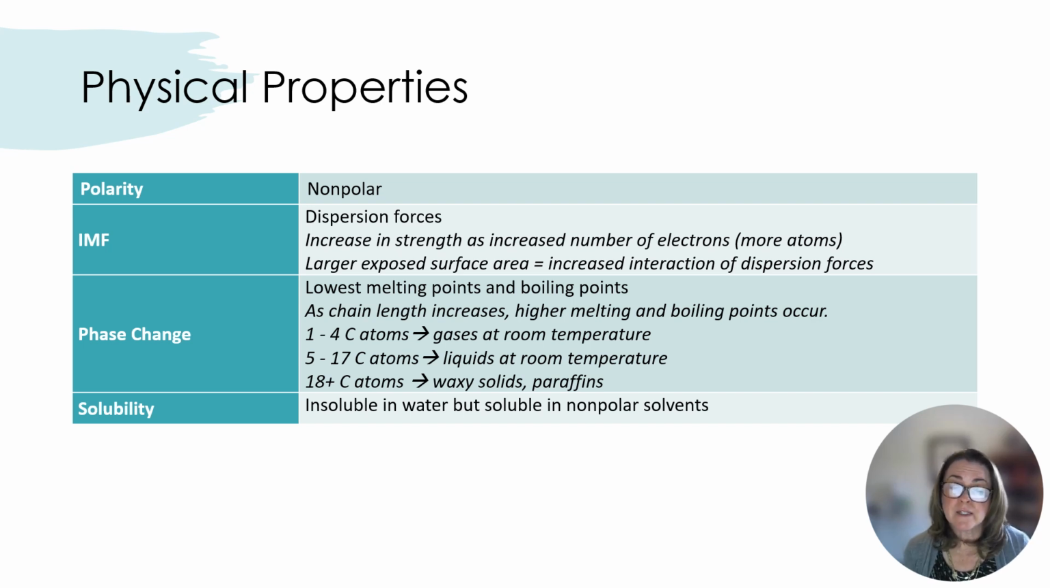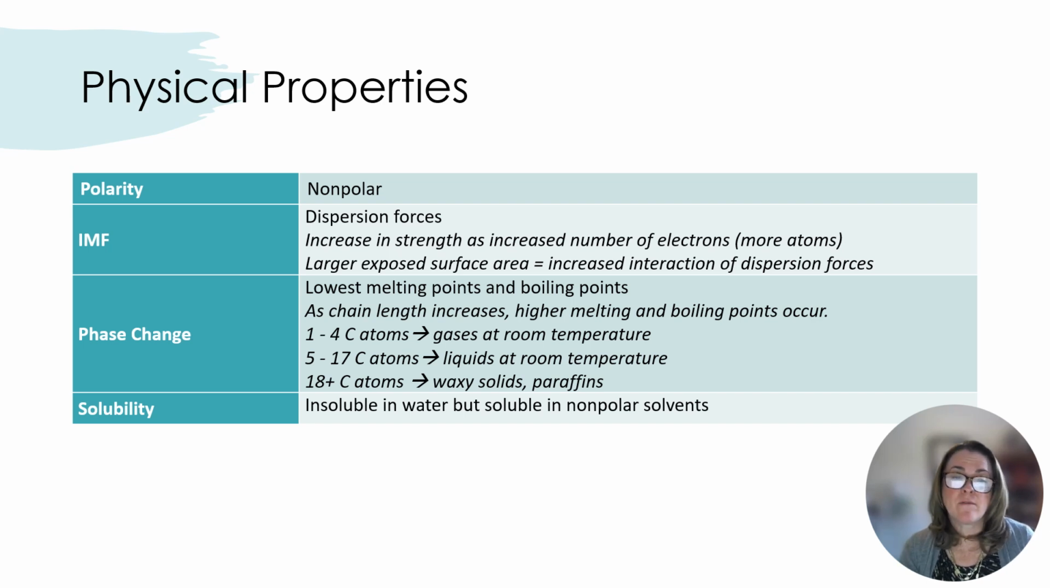The second thing to consider is the shape of the molecule. So the larger the exposed surface area, so think about something like a strand of spaghetti or a pool noodle, that is going to have a large surface area, so we're going to see increased interactions of dispersion forces with something that has a large surface area like that, as opposed to something like a beach ball or something like that.